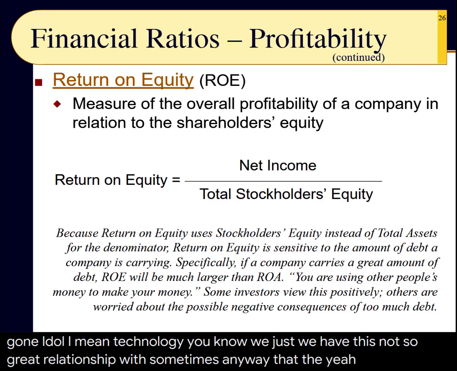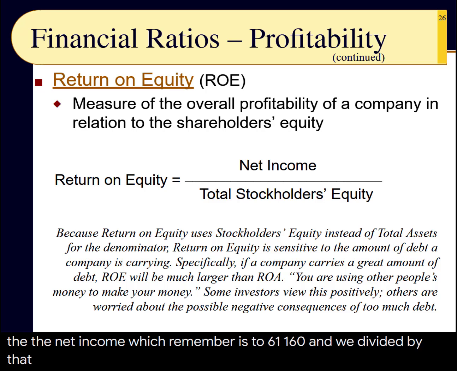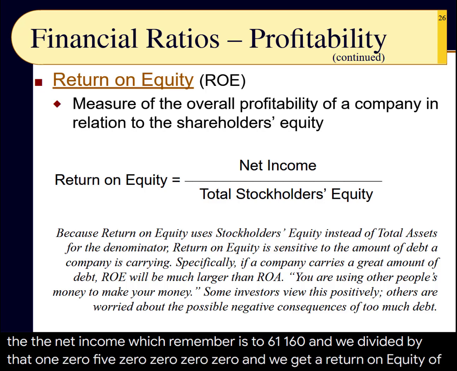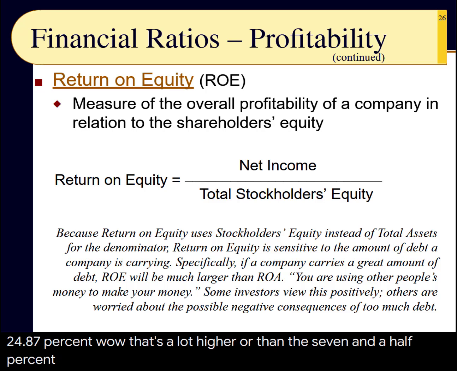So we take the net income, which remember is 261,160. We divide it by that 1,050,000, and we get a return on equity of 24.87%. Wow, that's a lot higher than the 7.5% return on assets, isn't it?